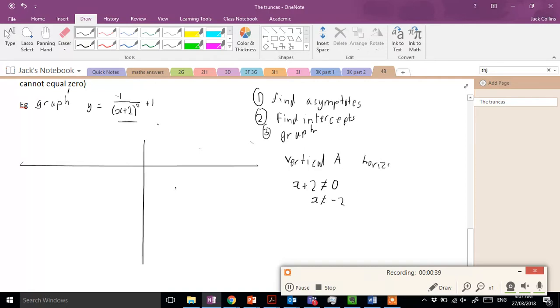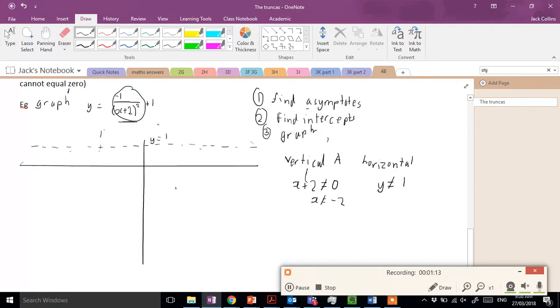Looking at the horizontal, y cannot equal k, which in this case is 1. So y will never be able to equal 1, because this expression here could never equal 0, which means the whole expression could never equal 1. So if we draw that in, y is equal to 1. And once again, you need to use a ruler here, guys. So you put y equals 1, and then you put x equals minus 2.